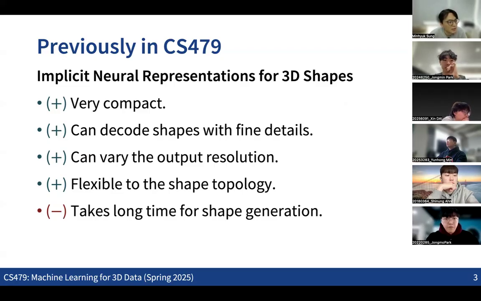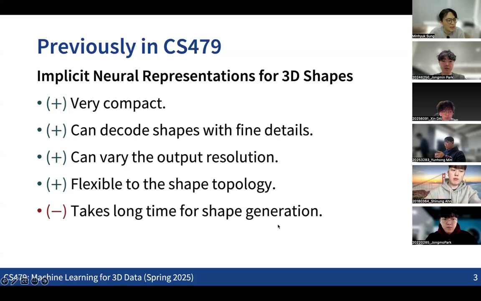The only downside of the implicit neural representation was that it takes a long time to produce a single shape, because we need to query all the points in the 3D space to get either the signed distance or the occupancy information.